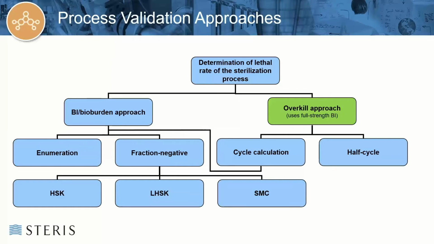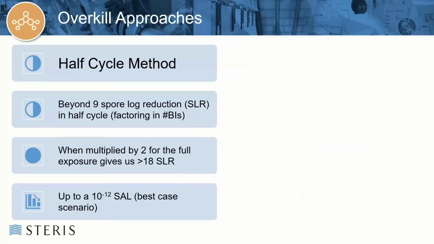And this is split into two types over here, essentially your cycle calculation or your half cycle approach. With your overkill approaches, really just the basics over here, a half cycle method. What you get from a half cycle method is normally with the qualification of an external PCD, you can go beyond a 9 spore log reduction in the half cycle. And when multiplying this by 2 for your full cycle, you get greater than an 18 spore log reduction. And this equates to a 10 to the negative 12 sterility assurance level in a best case scenario. What is the requirement? The requirement is 10 to the negative 6 sterility assurance level. So here you can see you're portraying an overkill method.